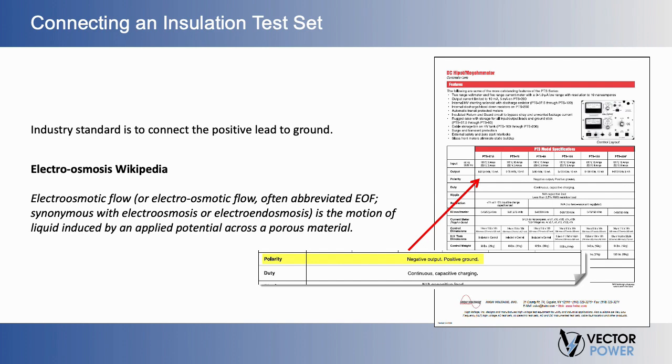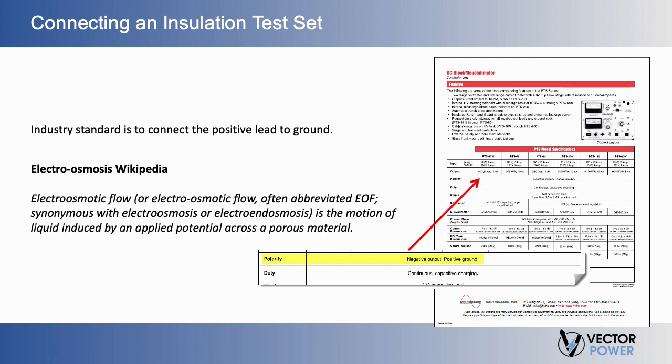Let's talk about connecting an insulation test set. DC high potential test sets and megohmmeters are fairly common test sets used by high voltage technicians and engineers. The basic operation for both a DC high potential test set and a megohmmeter is the same. A known DC voltage is applied across insulation. The applied potential causes several small currents through and over the surface of the insulation being tested. The total current is measured, and the result is displayed as either an ohmic value or as a current value.